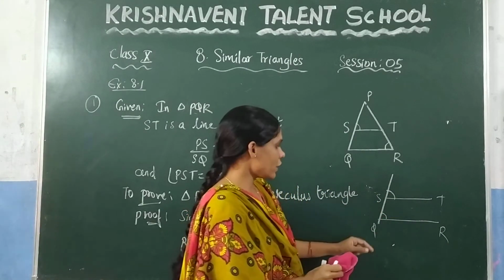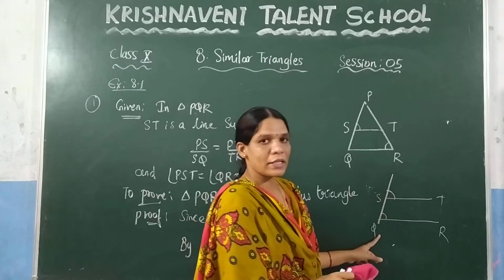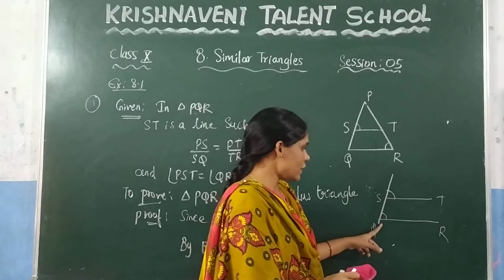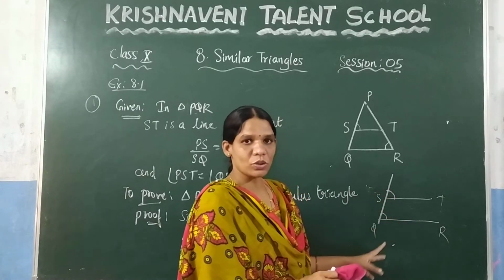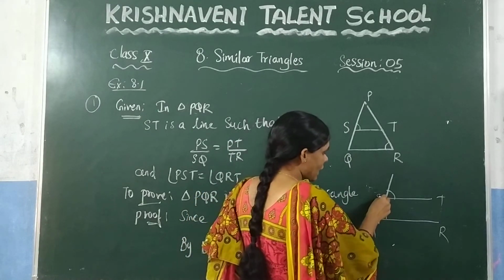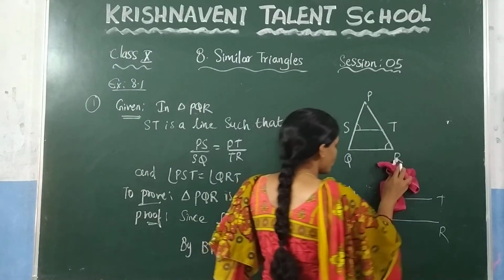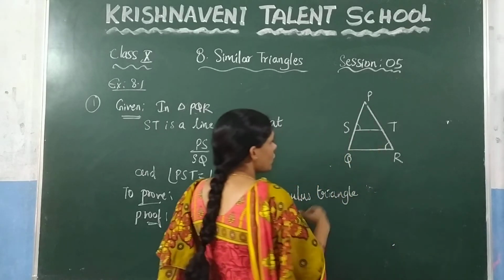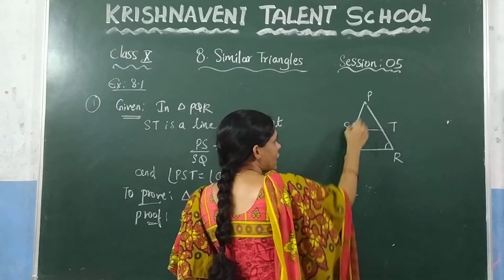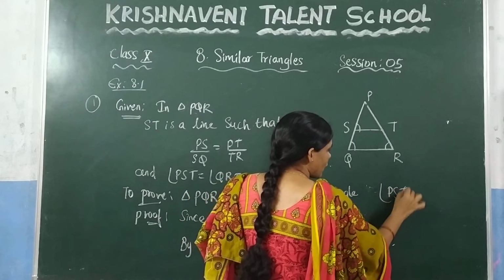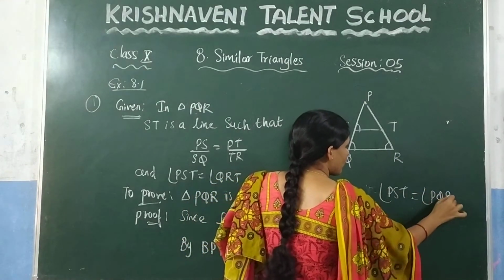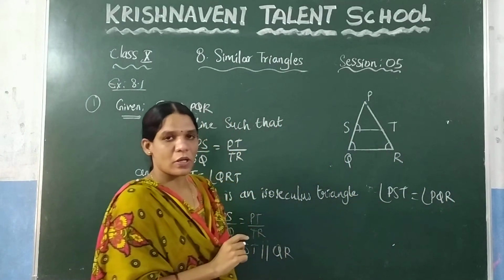So here you can observe that these are the corresponding angles, because they are lying on the same side of the transversal, and one is interior and the other is exterior. And you know that corresponding angles are equal. So from this you can say angle S is equal to angle Q. Since the corresponding angles are equal, this angle is equal to this angle. What is this angle? It is PST, and what is this angle? It is PQR. Why do we get this condition? Because corresponding angles are equal.